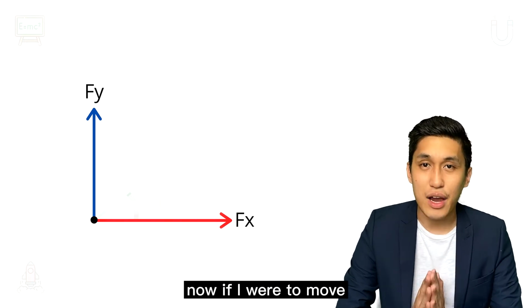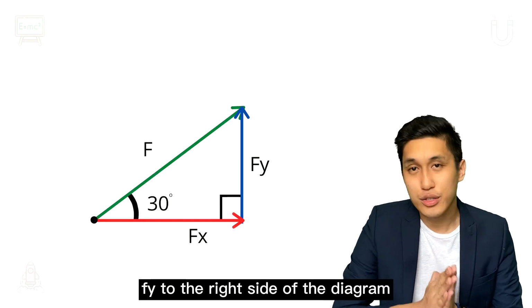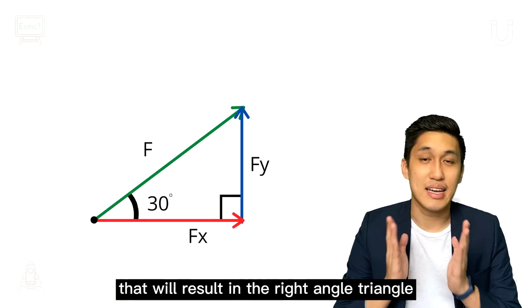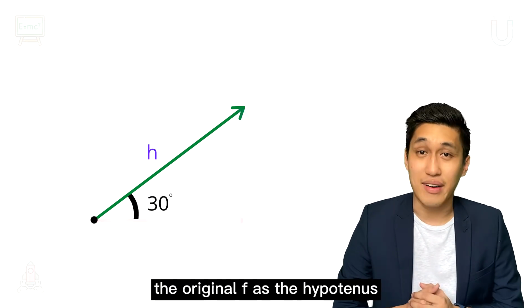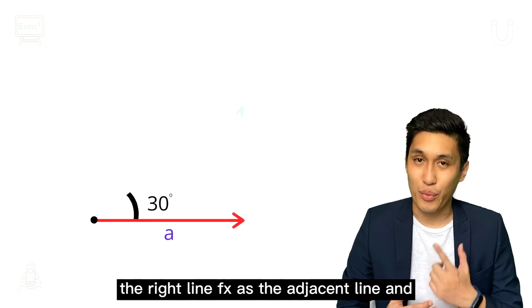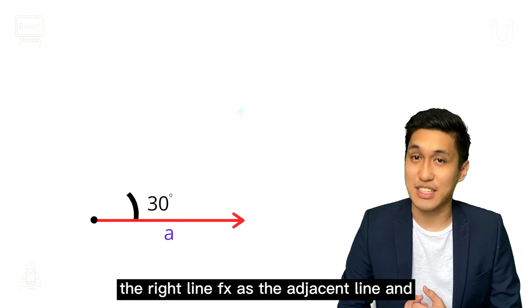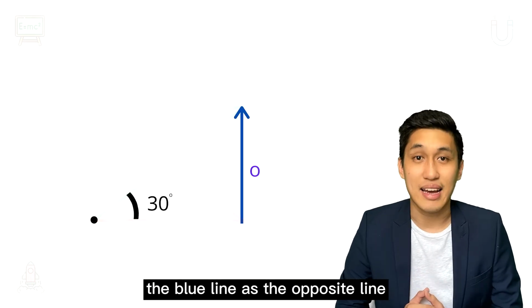Now, if I were to move Fy to the right side of the diagram, that will result in a right angled triangle, with the green line, the original F, as the hypotenuse, the red line, Fx, as the adjacent line, and the blue line as the opposite line.